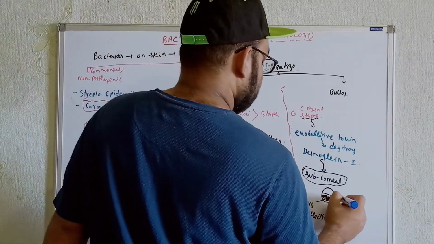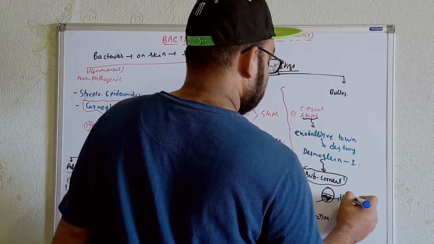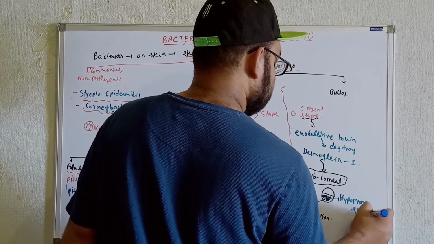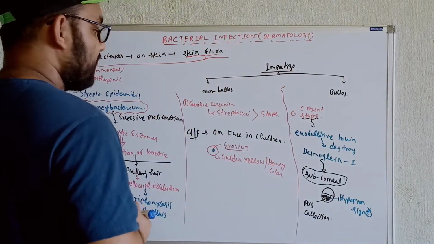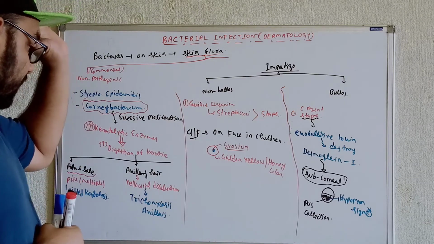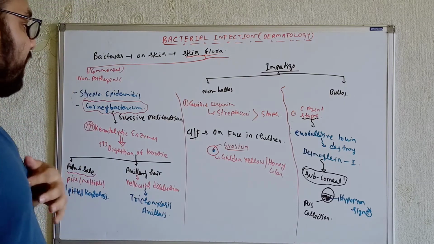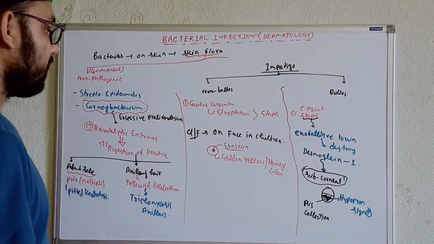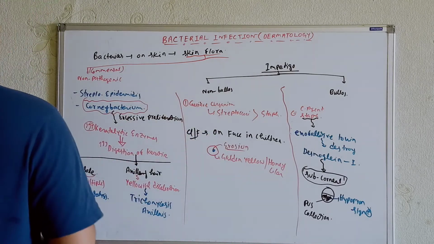This type of thing is known as the hypopyon sign. Hypopyon sign, this positive over here. So we'll get the subcorneal, and here we'll get the golden yellow, the honey color. Try to understand it from the aspect of the non-bullous, and from the aspect of the bullous we'll get the hypopyon signs.